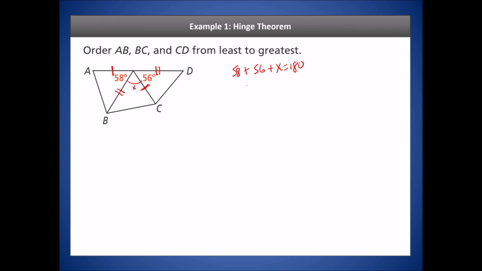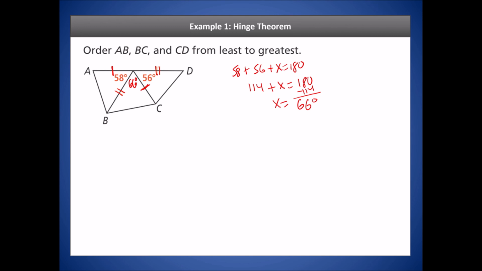So 58 plus 56 is 114. Subtract 114 on both sides. And so we get 56 degrees. Yeah, that's 56 degrees. No, it should be 66 degrees. So now we got this is 66 degrees, so we're going to go ahead and replace that. Okay, so now we got our angles.